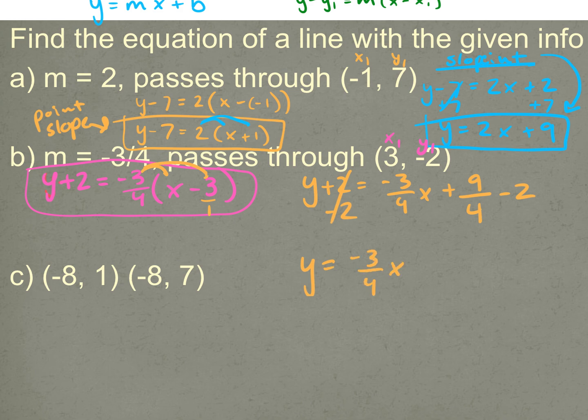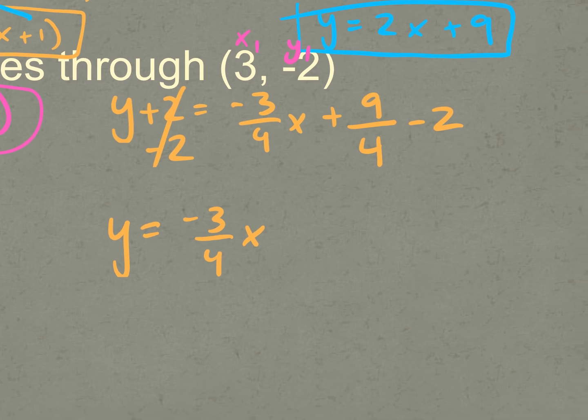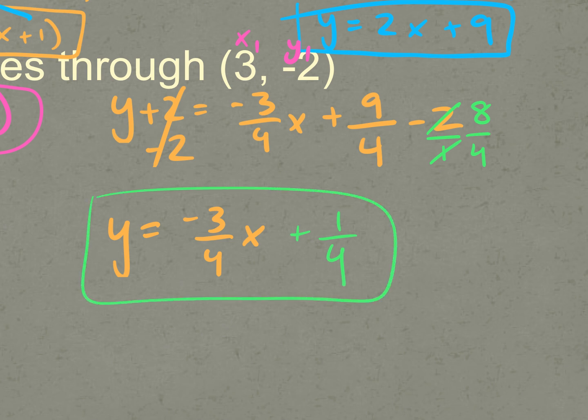Now we are adding a fraction and a whole number. So we want to put 2 over 1, but what do we need in order to add or subtract fractions here? Common denominator. So in my second fraction, I'm going to multiply the top and the bottom by 4. So we make it 8 over 4. 9 minus 8 is 1, so plus 1 over 4. So this would be slope-intercept form.